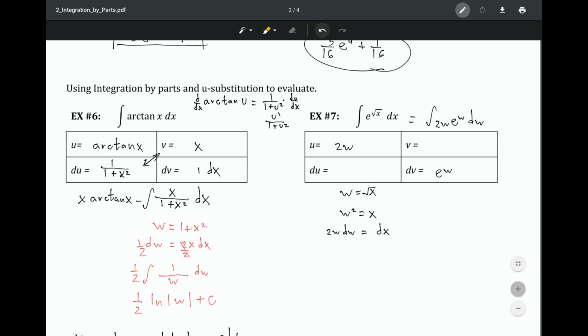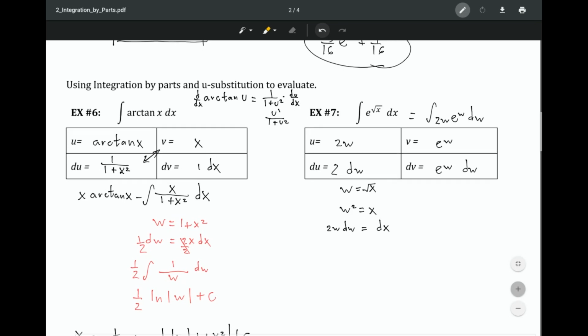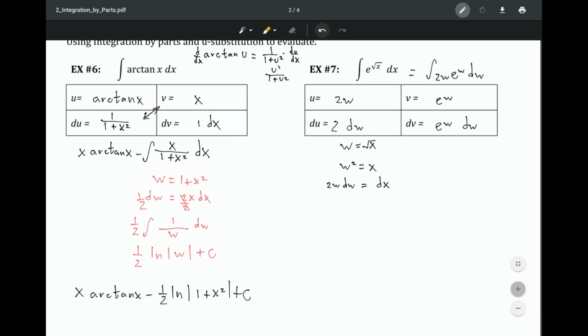I'm going to take the derivative of 2w, which is 2 dw, and the antiderivative of e^w would be itself, plus C technically. But all right, so now we're going to use the integration by parts. Remember, we have those two first. So we have 2w e^w minus the integral of those two values right there. So we basically have 2 times e^w dw.